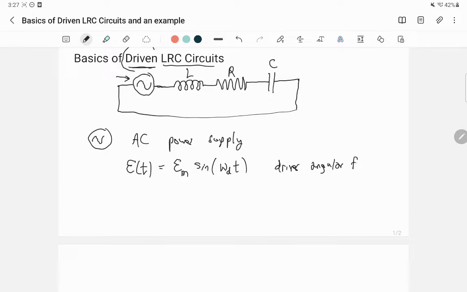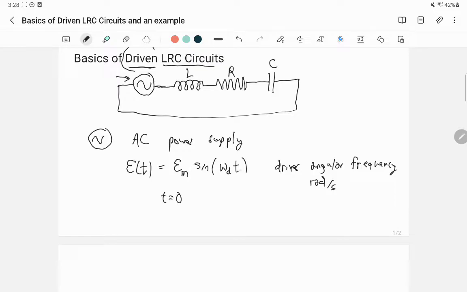It's an angular frequency, so later on, when I do this example problem, we're going to have radians per second as how we keep track of the angular frequency. And E sub m, the amplitude of the voltage signal, is going to be some number of volts. So we have a sinusoidally varying voltage supply. You'll notice that you can plug in different values of time.